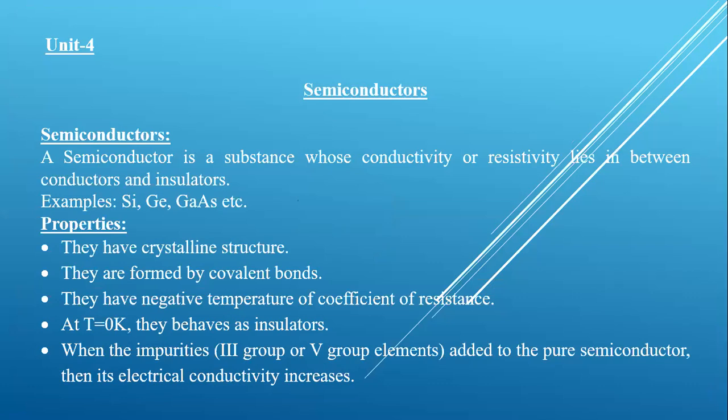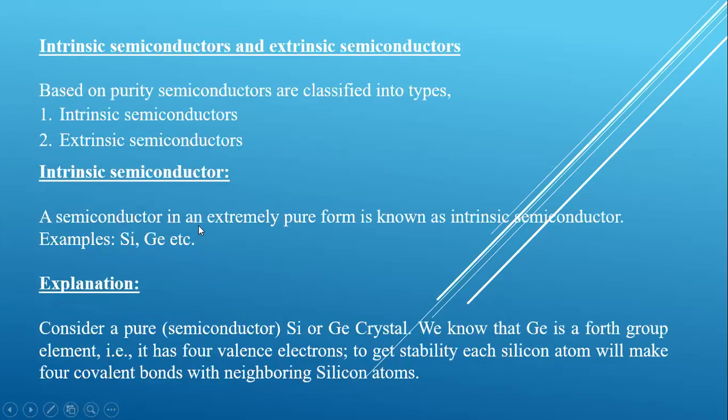So see the data. What is a semiconductor? A semiconductor is a substance whose conductivity or resistivity lies in between conductors as well as insulators. Examples are also given. Silicon is a semiconductor. Next, germanium is a semiconductor. This is gallium arsenide. This is also a semiconductor. So these are the semiconductors.